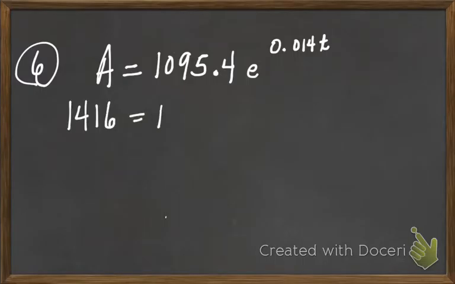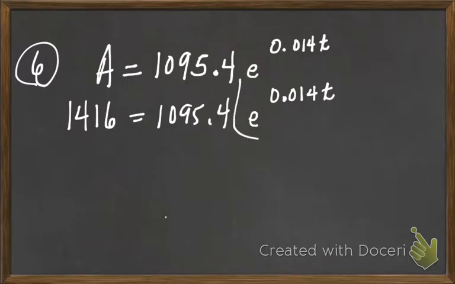We know it begins at 1,095.4 in the year 2006. We want to know when will the population be 1,416. So this time we're going to solve the equation for T. We'll be solving the equation for T. All right, so this is where you're going to use your solving skills. We have an E, so you want to focus on your E, and you want to get your E by itself. So I'm going to kind of box it up.